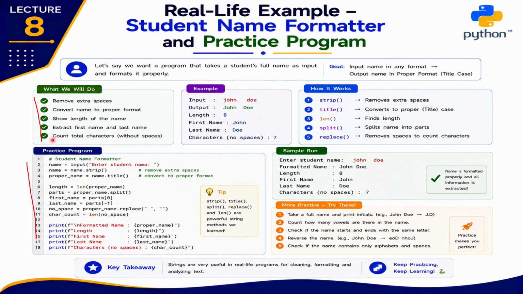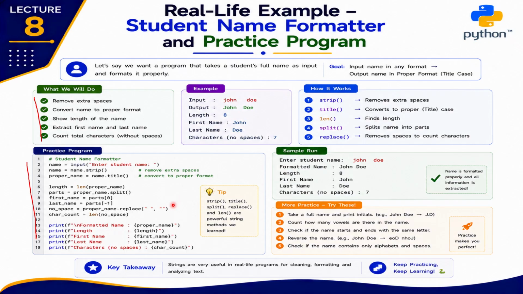Now, first name is equal to parts 0. This stores the first word. Then last name is equal to parts minus 1. This index always refers to the last item in the list, so the last word becomes the last name. Next is no space is equal to proper name dot replace this and this. For example, John Doe becomes JohnDoe without any spaces.